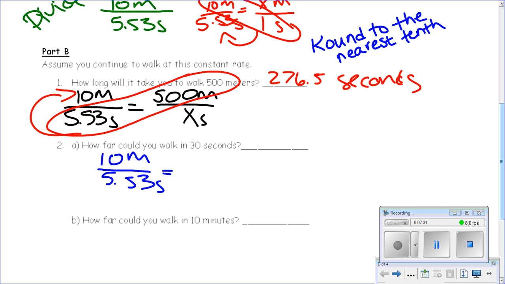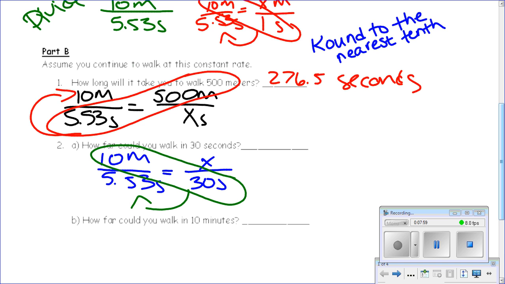And Blake, how many seconds did they say in this question? 30. So I'm going to keep my 30 down here, 30 seconds. And I want to solve for my x. Okay, well, we know how we can do this. What can we do to solve for x? Yeah, thank you. Cross multiply it. 10 times 30. And then we're going to divide it by this number.